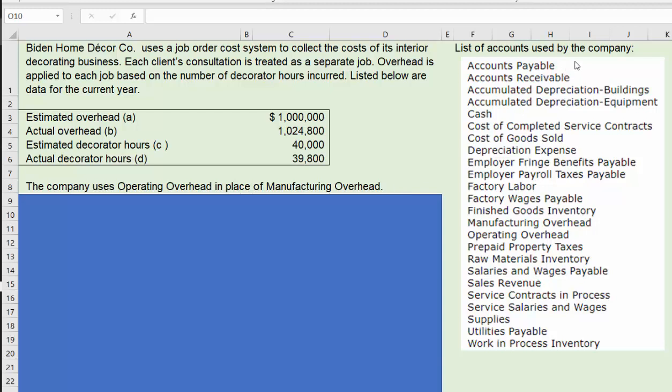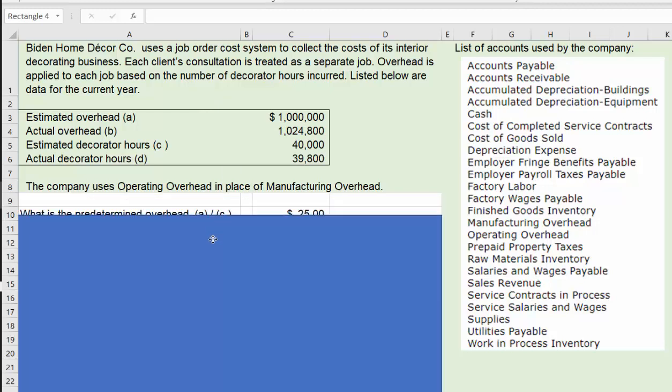Now, they also provide us with the list of the accounts used by the company. Okay, so you sort of want to look at these. And they do have some manufacturing accounts, but they're a home decorating business. All right, so now let's solve the problem, which I've hidden under here. So the first part of this question asks us to determine what's the predetermined overhead.